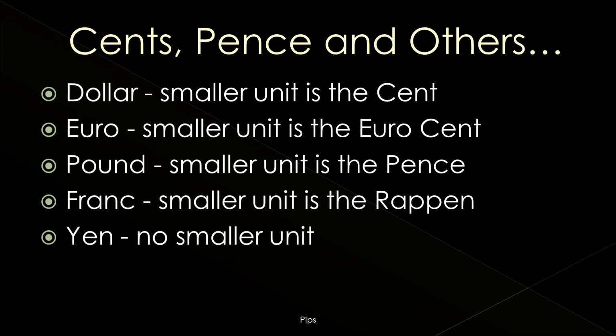Cents, pence, and others. The dollar. The smaller unit for the dollar is the cent. The euro, the smaller unit for the euro is the euro cent. For the pound, the smaller unit is the pence. For a franc, the smaller unit is the rappen. And for the yen, there is no smaller unit.